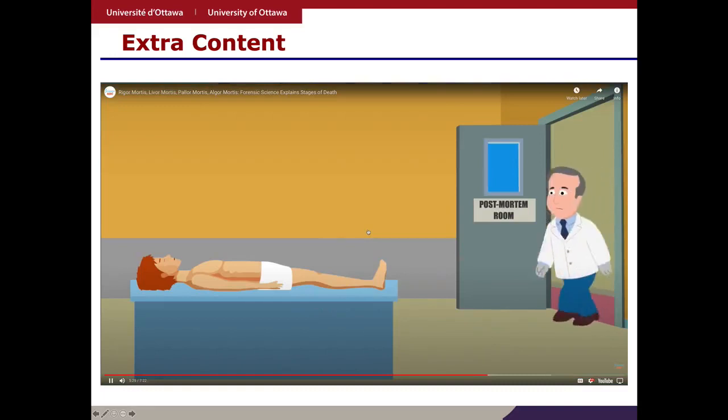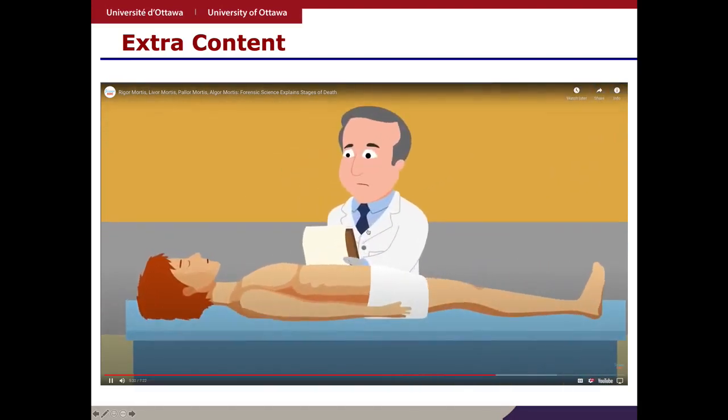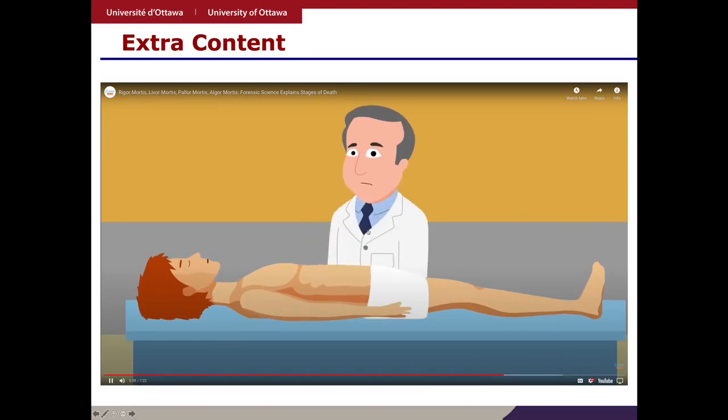Forensic experts use this progression of muscle relaxation and stiffening to estimate the time of death. They will check to see which parts of the body have stiffened and make an estimate based on what they find. It is more reliable than algor mortis, as it isn't as affected by external conditions.